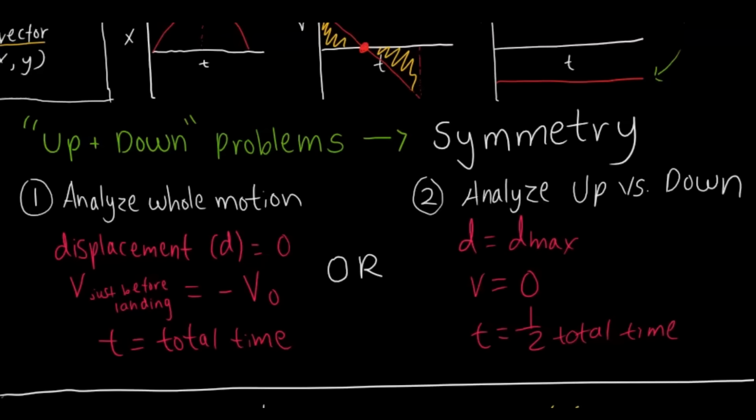Or you can analyze just the up portion or just the down portion, in which the displacement would be max. The velocity would be 0, since when it reaches its apex, it would just stop. And then the time is just half the time.